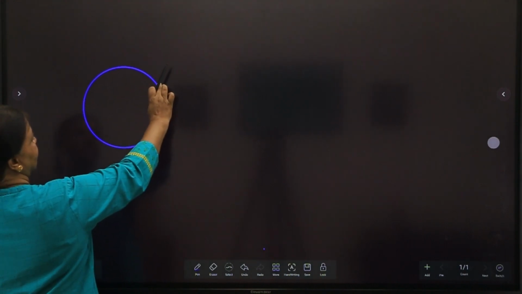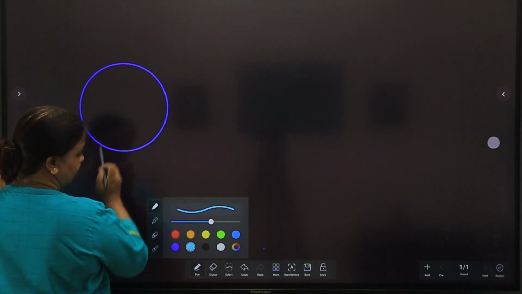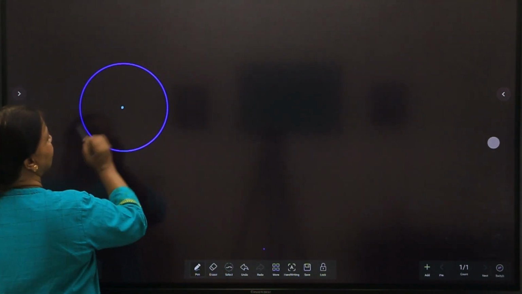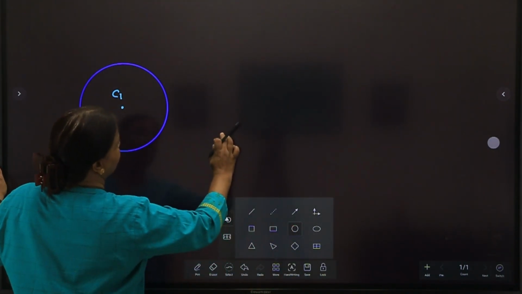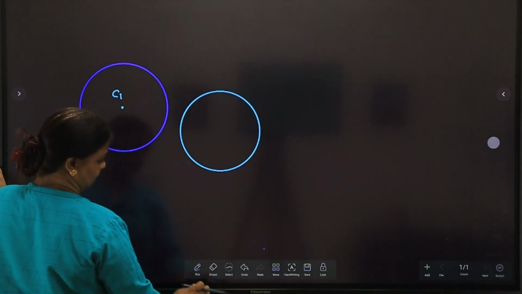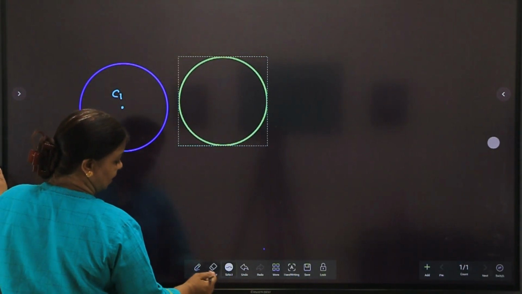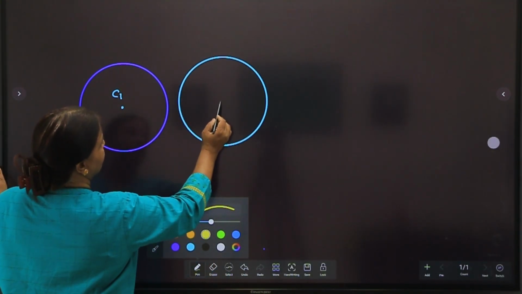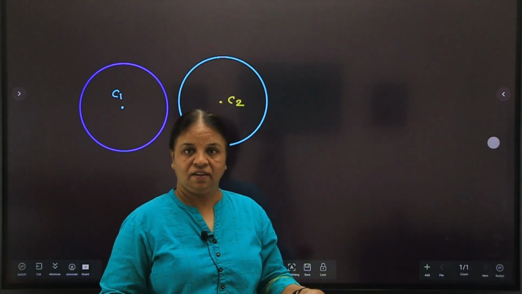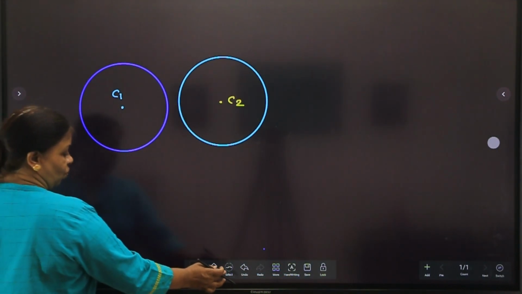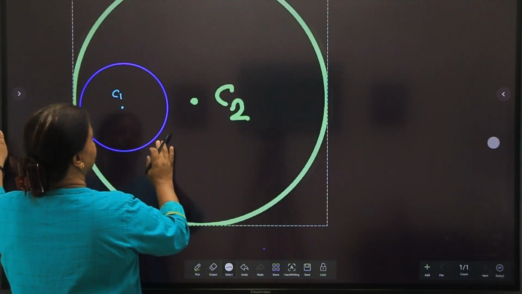You see one circle here and this is the center of the circle, C1. Let me draw another circle, and the center of this circle is C2. So these are the two circles with different centers. Clear? Now let us take this circle.